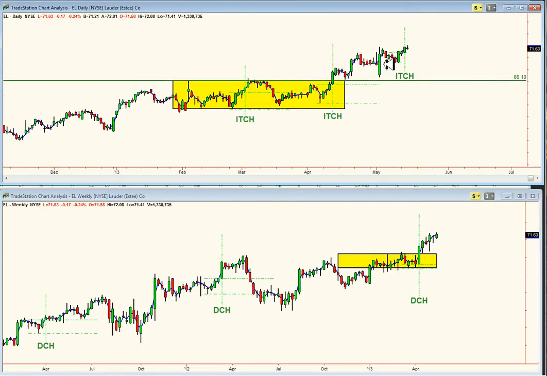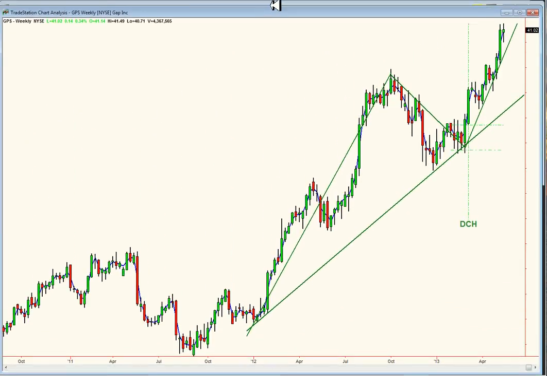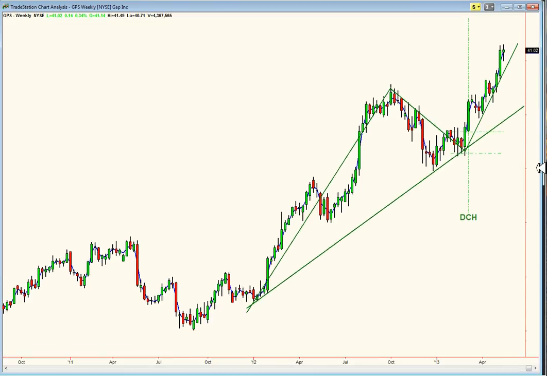But now it's actually firing another ITCH along this trend on the weekly, and after this breakout again, you usually have multiple opportunities to trade these after there's a signal on the weekly chart. So there's a consolidation breakout. Then a lot of times you'll have a test of the breakouts.